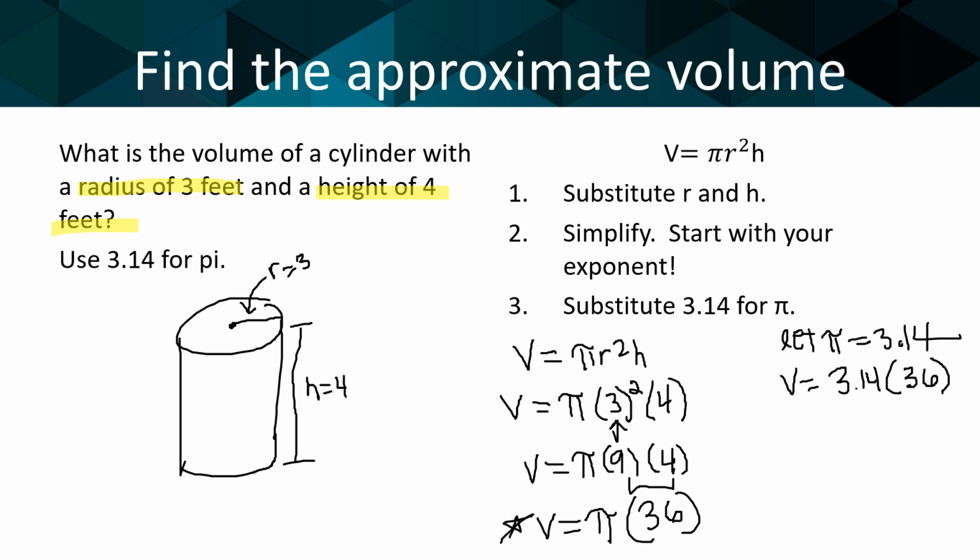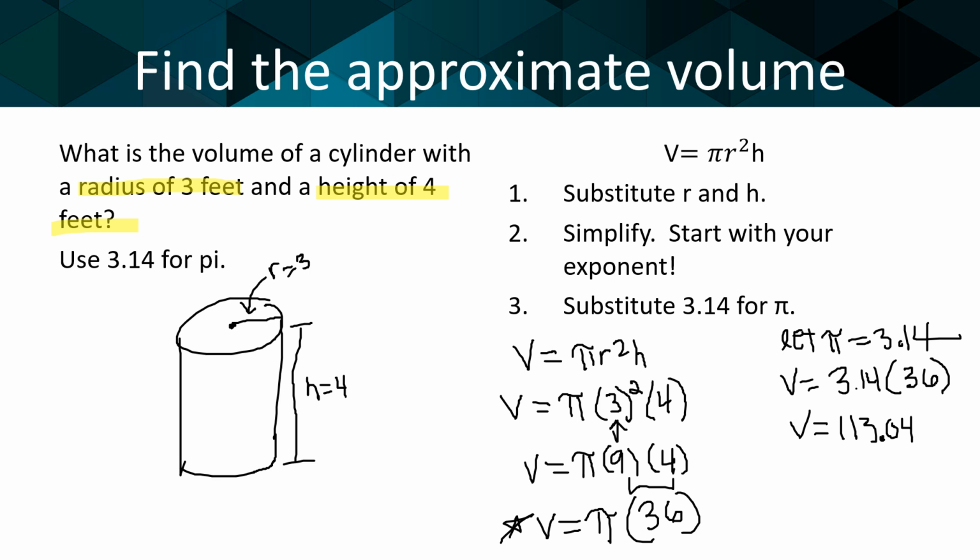So we have 3.14 times 36, and that's going to give us our volume, which is 113.04. Now we're already rounded to the hundredths place, and we talked about this yesterday. Keep it in the hundredths place. If you end up with more places because there's decimals in your problem, be sure to round these.